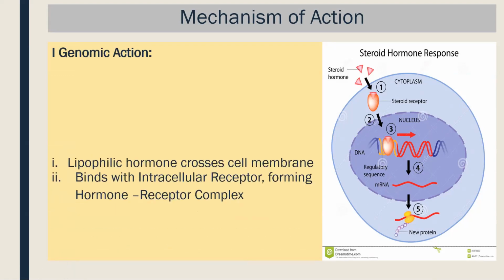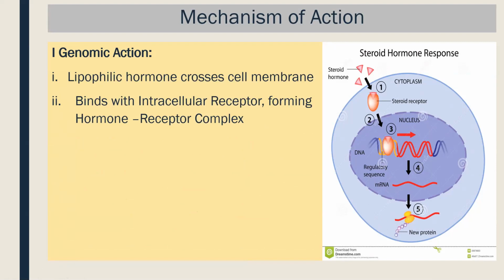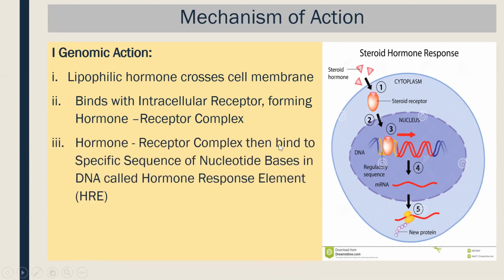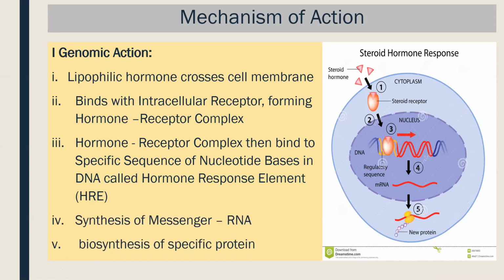Let's quickly revisit the steps of the mechanism of action. Because this whole thing is mediated through the DNA and the mRNA, we call it a genomic action. Steroids basically have the genomic action only, but they have some minor non-genomic actions also. In aldosterone, the genomic action steps, as in the figure: the lipophilic hormone crosses the cell membrane and binds with the intracellular receptor, forming the hormone receptor complex. The hormone receptor complex then binds to a specific sequence of nucleotide bases in the DNA called the hormone response element, HRE, which is specific for a particular hormone. This results in the synthesis of messenger RNA, that is mRNA, which ultimately causes the biosynthesis of a specific protein.